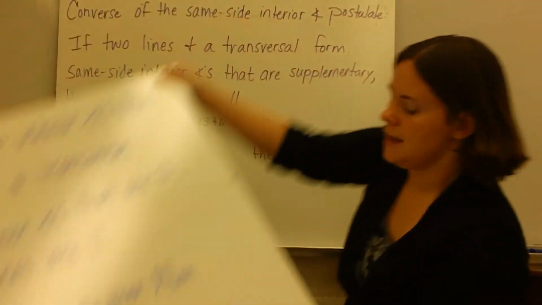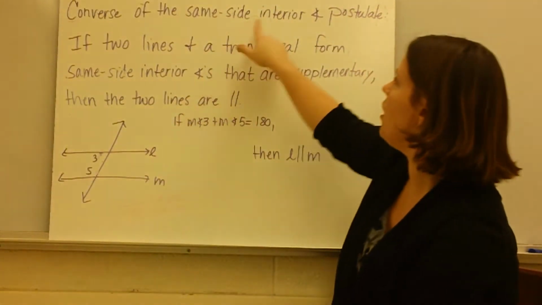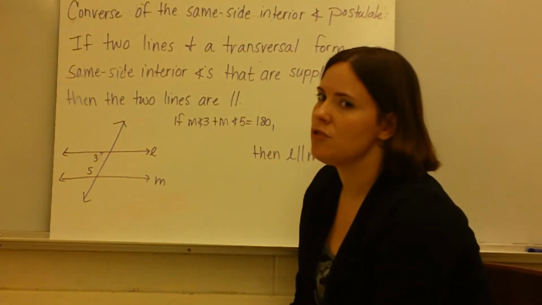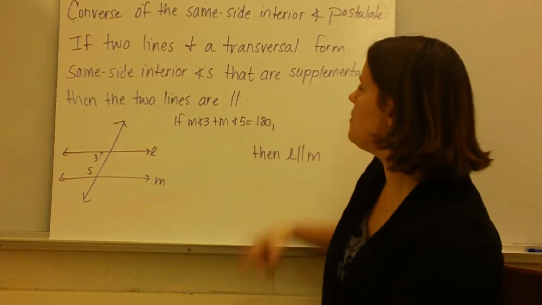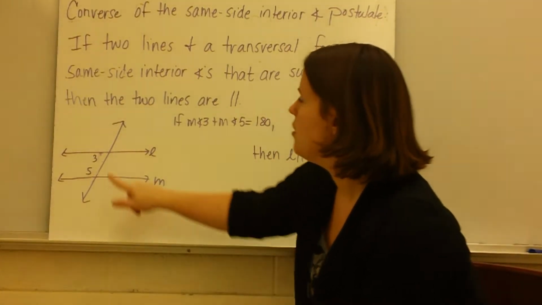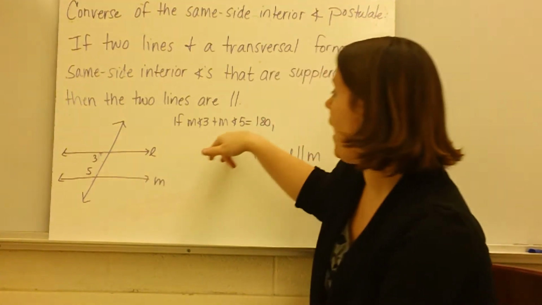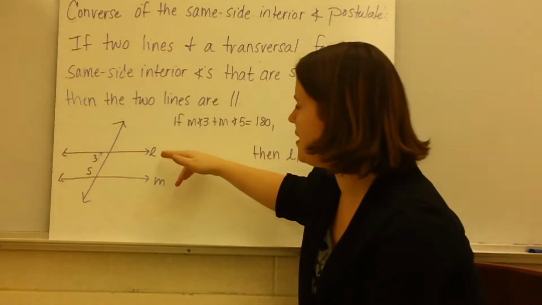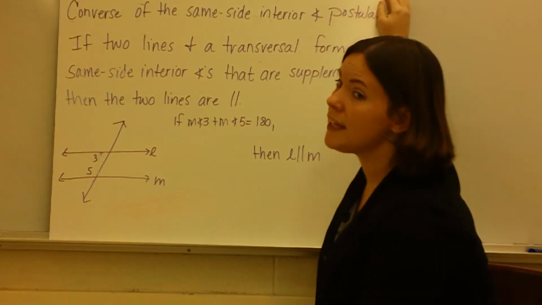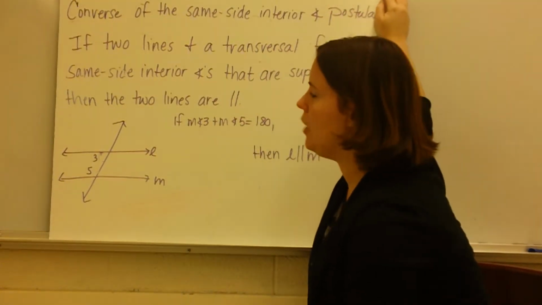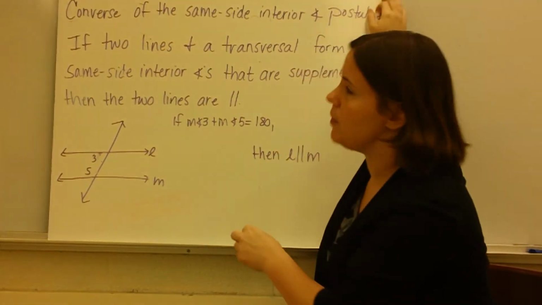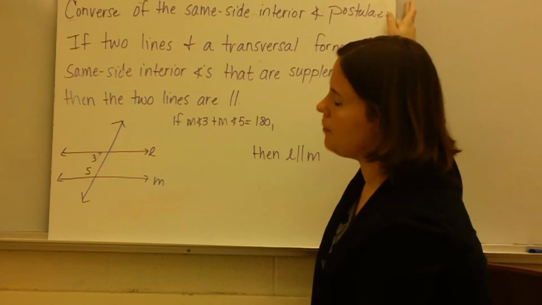Okay? Next, we're talking about the converse of the same side interior angle postulate. Same thing, if 2 lines and a transversal form same side interior angles that are supplementary, then the 2 lines are parallel. So if I can say angles 3 and 5 add up to be 180, then I can also say that lines L and M are parallel. And it's only if 3 and 5 equal 180. If they equal 181 or 190 or 200, these 2 lines would not be parallel. So you couldn't say that they are.